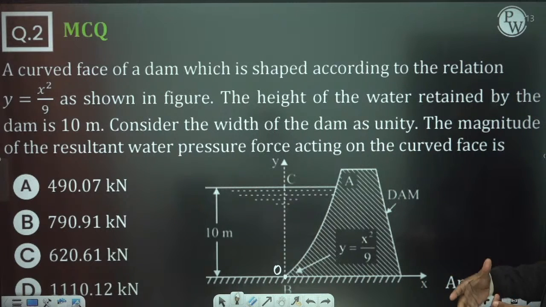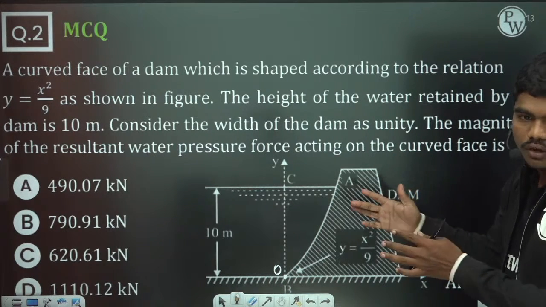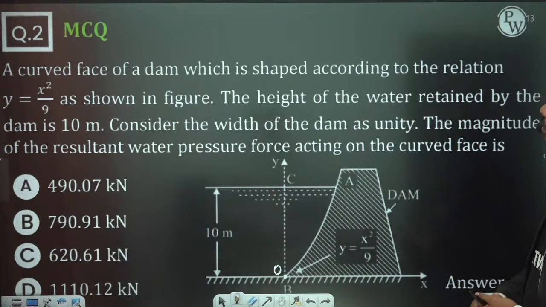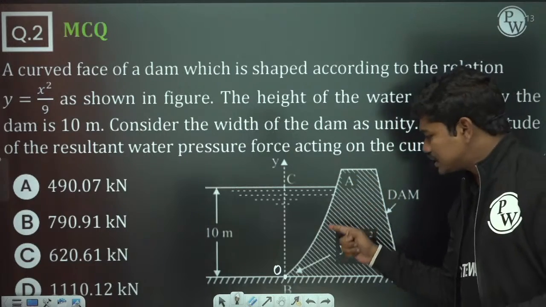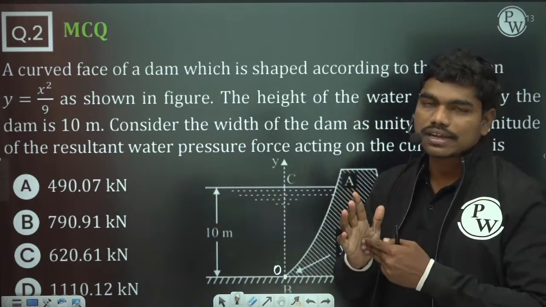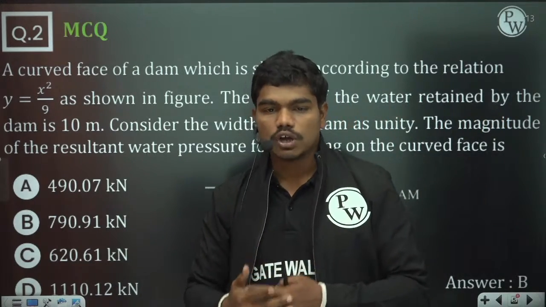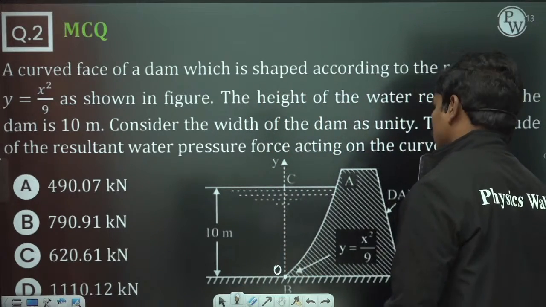Consider the width of the dam as unity, meaning into the plane of the board the width of the dam is 1 unit. The magnitude of the resultant water pressure force acting on the curved face is dash. So this is the curved face. This is basically the hydrostatic force acting on the curved face. Okay, so how will we calculate this? Look, let us try to solve this.